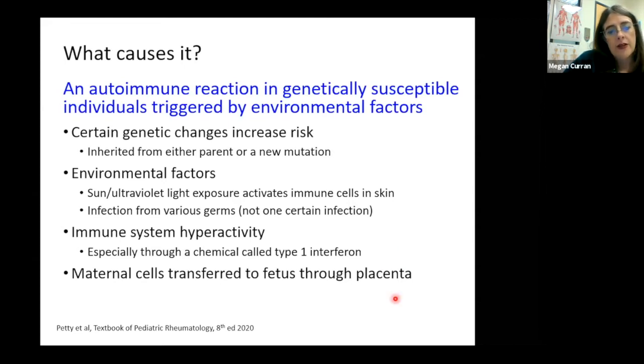And then finally, there is a theory that when moms are carrying a fetus, maternal cells can go through the placenta and set up shop in the baby. And they found that when they look at patients with juvenile myositis, there is a high rate of this, which is called chimerism, maternal chimerism, compared to unaffected siblings.